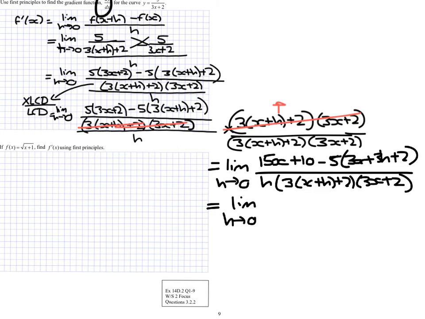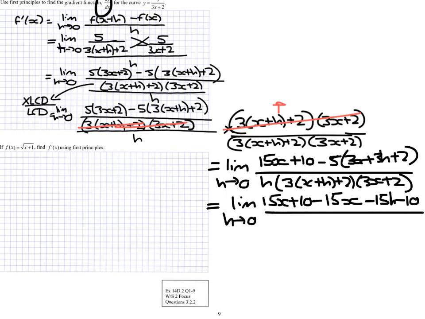So that's going to be the limit as h approaches 0. Simplify the top more. 15x plus 10, take 15. Now that is 3x, even though it's not very clear. Take 15x, take 15h, take 10. Alright, all over h times the thing. I'm getting lazy, I'm not going to write it, but you need to write it.